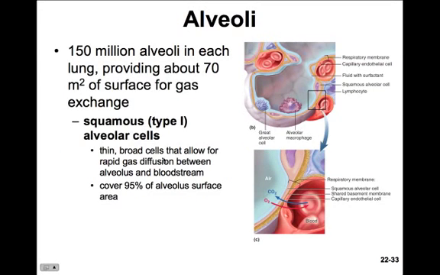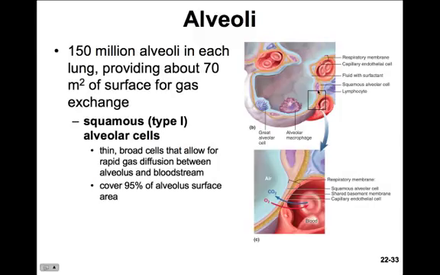So let's look at the alveoli in more detail. There are about 150 million alveoli in each lung. They provide about 70 square meters of surface area for gas exchange. That's about the size of a tennis court. If you're a smoker, you could take that surface area down to the size of a ping pong table pretty easily.